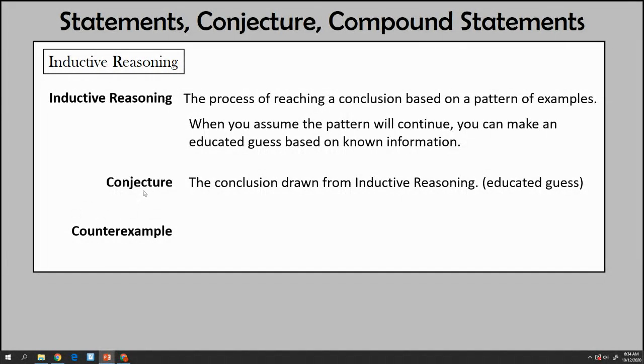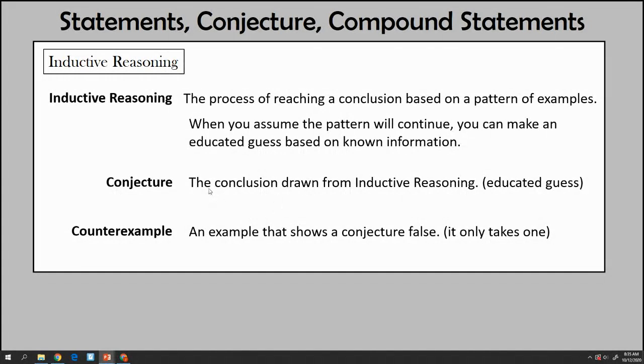The way you're going to work this today is they're going to give you a conjecture, which is a statement, and then you're going to determine whether it's true or false based on a possible counterexample. And a counterexample is simply an example that you find that shows the conjecture is false. And it only takes one. So this whole concept of inductive reasoning is simple. It's just a process of studying information and drawing a conclusion.